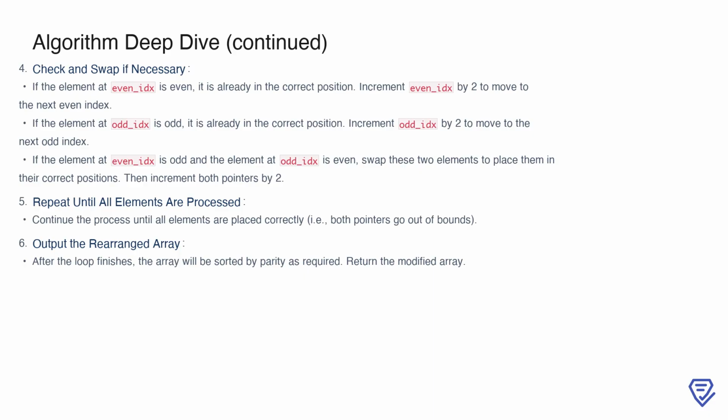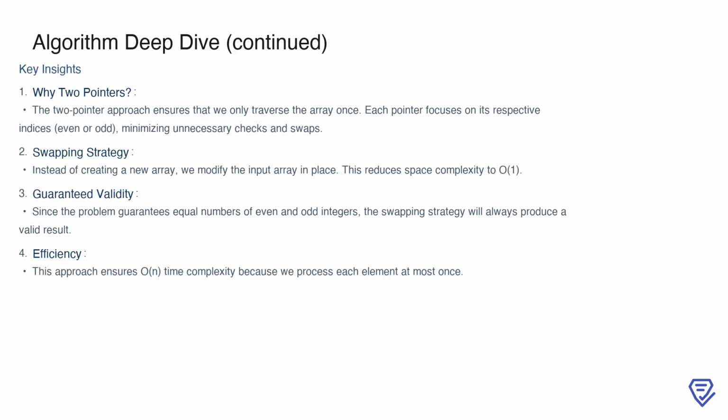the result. There are a few key insights that make this algorithm particularly efficient. First, the use of 2 pointers allows us to traverse the array in a single pass, focusing specifically on even and odd indices. This eliminates unnecessary checks and ensures that each element is handled only once. Second, our swapping strategy modifies the input array directly, avoiding the need to create a new array. This in-place modification keeps the space complexity at O(1).